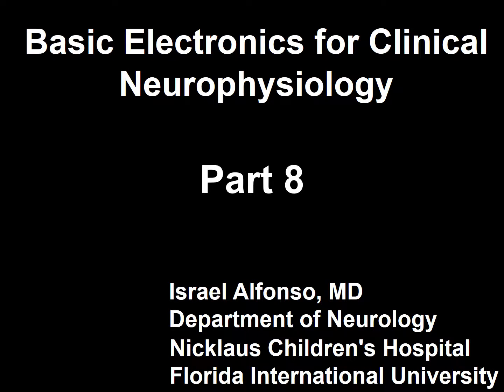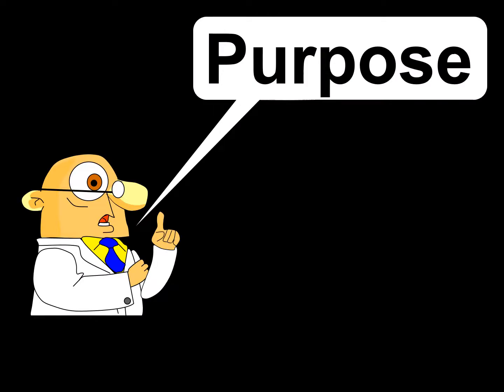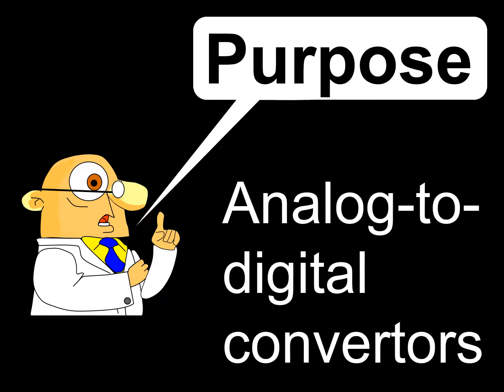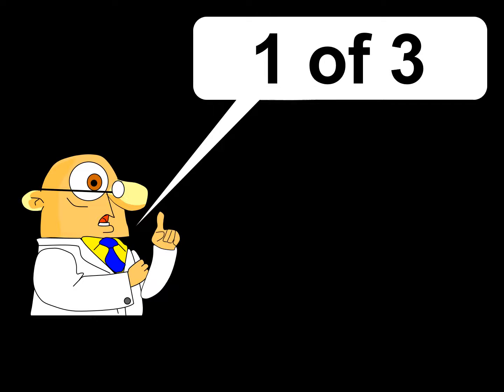This is the 8th talk about basic electronics for clinical neurophysiologists. The purpose of this talk is to explain some important concepts about filters and about analog to digital converters. This talk will be the first of a three-part series on these two very important components of neurodiagnostic equipment.